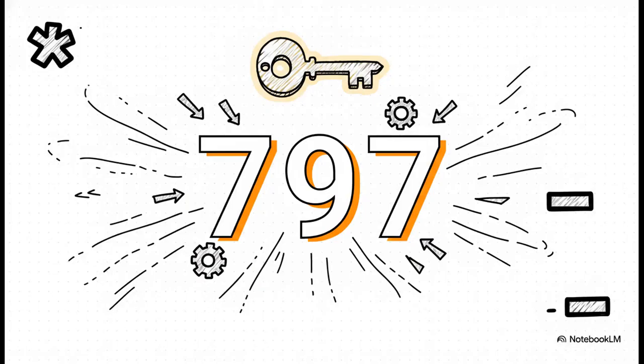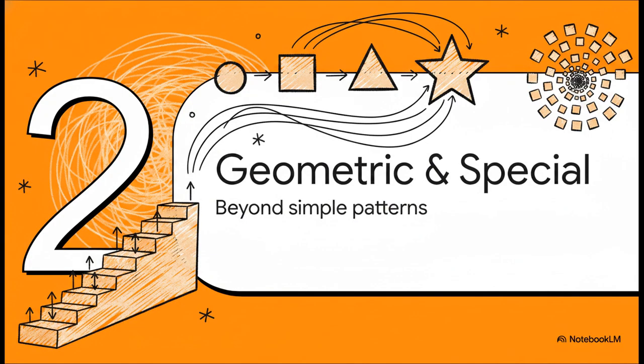The answer is 797. All you had to do was swap n for 100. So 8 times 100 is 800, take away 3, and you land right on 797. This formula is like a magic key, letting you jump to any term you want without slogging through the first 99 to get there. All right, you've totally crushed the linear stuff.